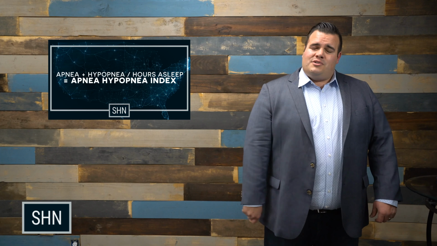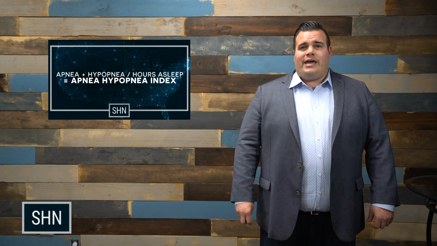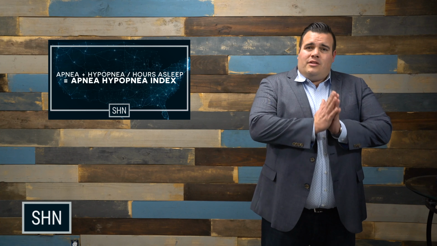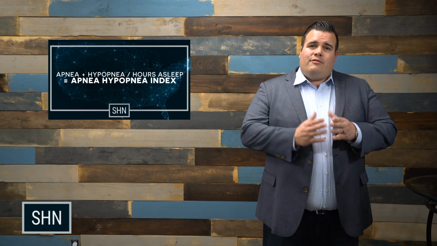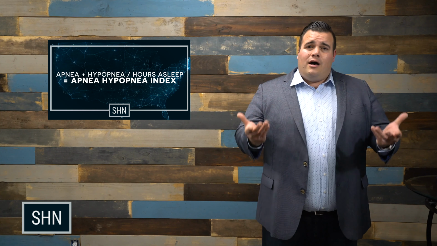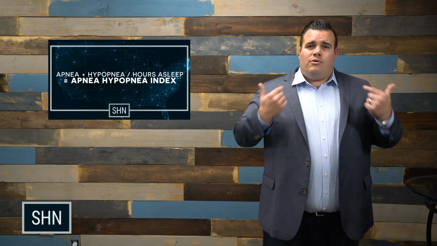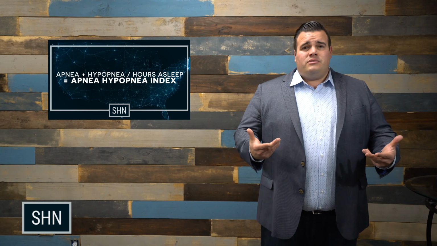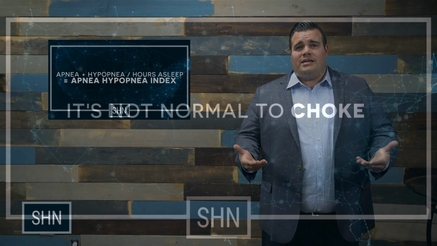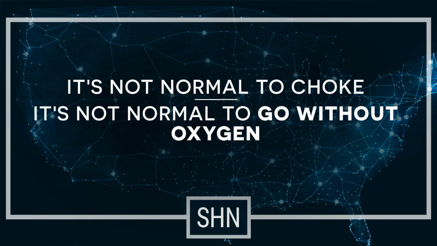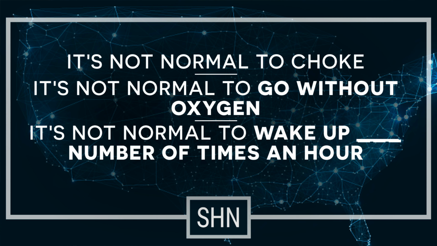So if your doctor had a conversation with you about apnea and they said that your AHI was 27, that means that 27 times per hour while you were asleep, your airway collapsed, either partially or fully. You were choking for at least 10 seconds or longer while your oxygen was dropping, and then your body had to wake up out of its sleep state to use muscles in the throat to open the airway and then restart your breathing again. Now that sounds pretty traumatic, and frankly, it is. It's not normal to choke. It's not normal to go without oxygen, and it certainly isn't normal to wake up 27 times an hour.